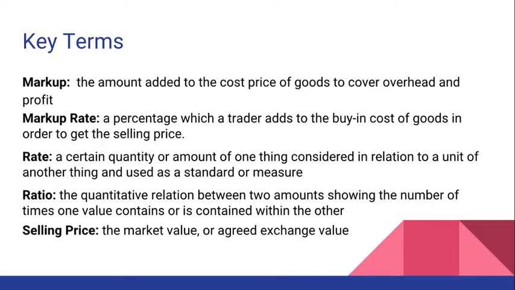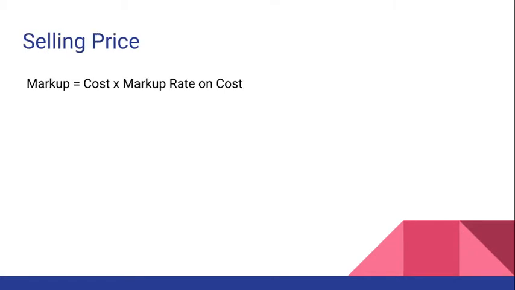So those are our key terms that we're going to use as we work through some problems, figuring out some markups and some selling prices. The formula for selling price: we first have our markup, which is the cost times the markup rate on cost, and then we have the selling price, which is the cost plus the markup. So in order to get your selling price, you have to know that markup first. So let's go ahead and compute some markups.